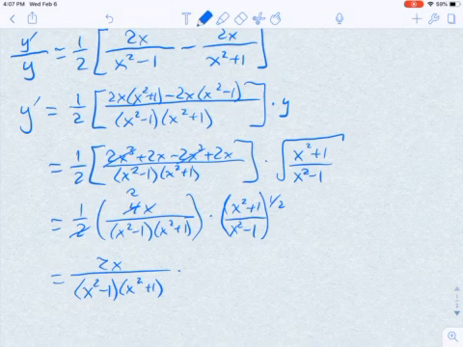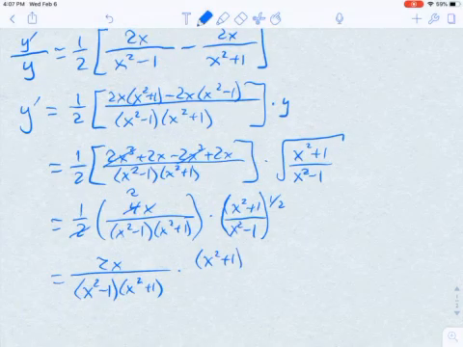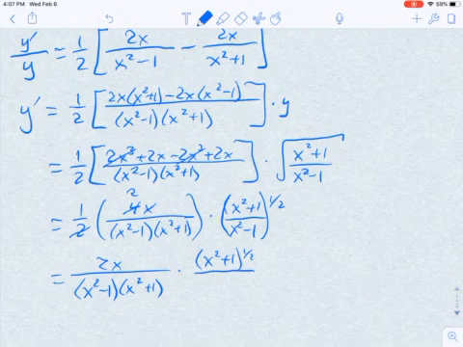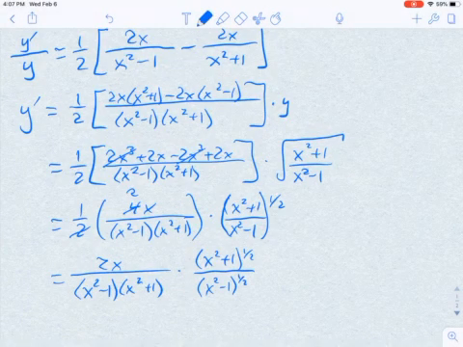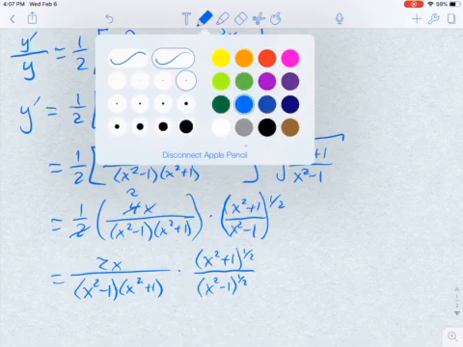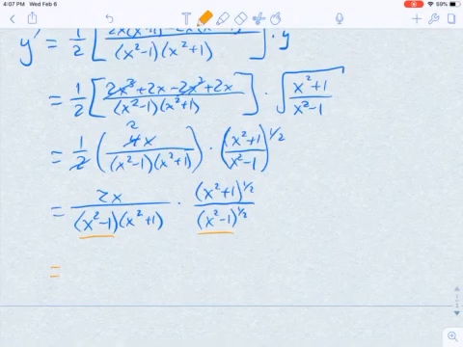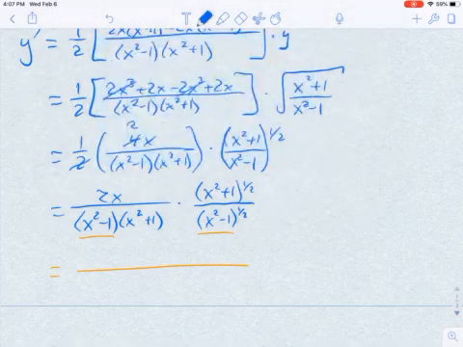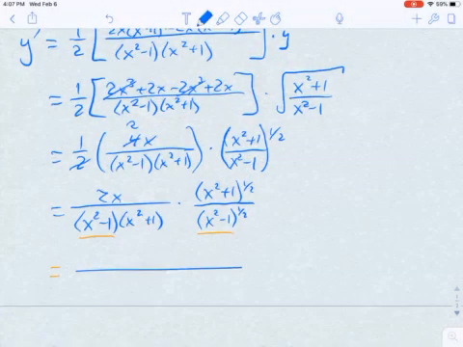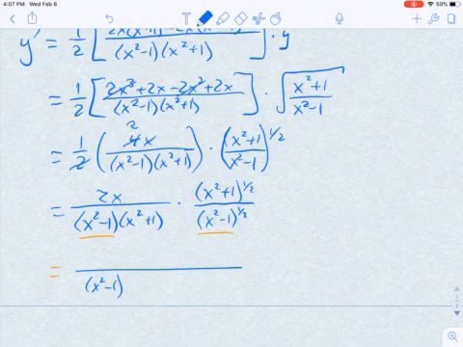But now, with this 1/2 power, it is okay to take the power of the numerator and denominator separately. And the reason I'm doing that is because then they can join forces with the other portion. So this one and this one can come together to be x squared minus 1 to what power? That's right, 3/2.